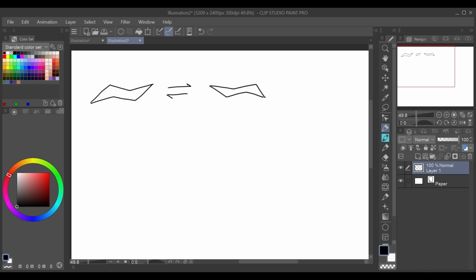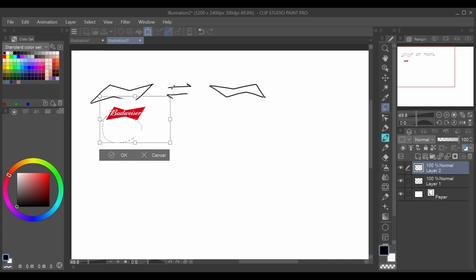You guys know the Budweiser. Let me Google for you the Budweiser. You guys know what I talk about? The Budweiser. Let me copy and paste. This guy over here, the Budweiser. This is the cyclohexane chair. Look at it. Let me make it bigger. It's the same thing. My God.